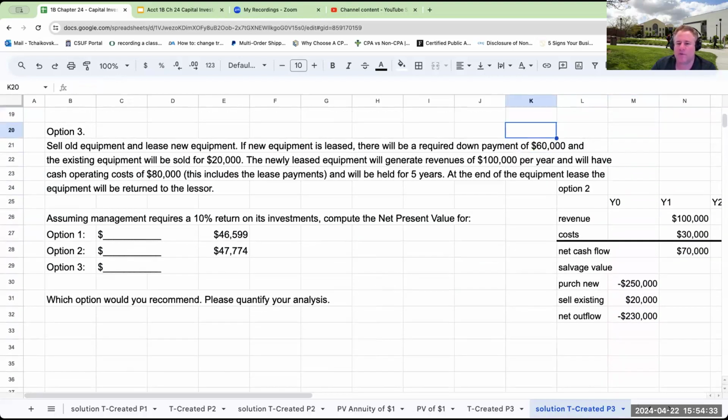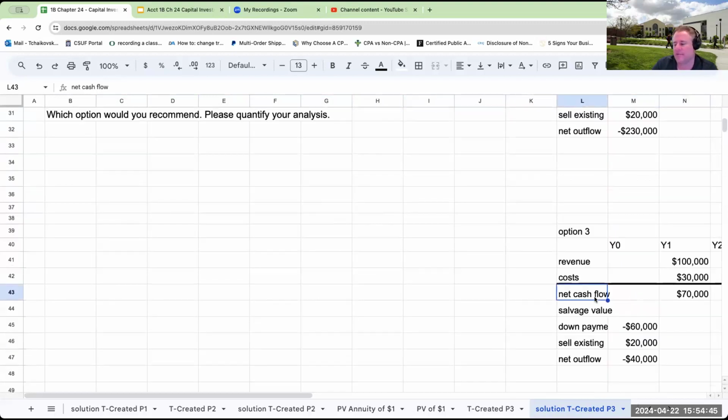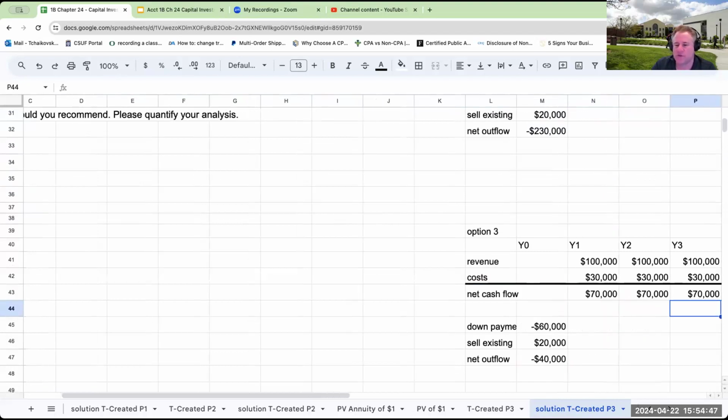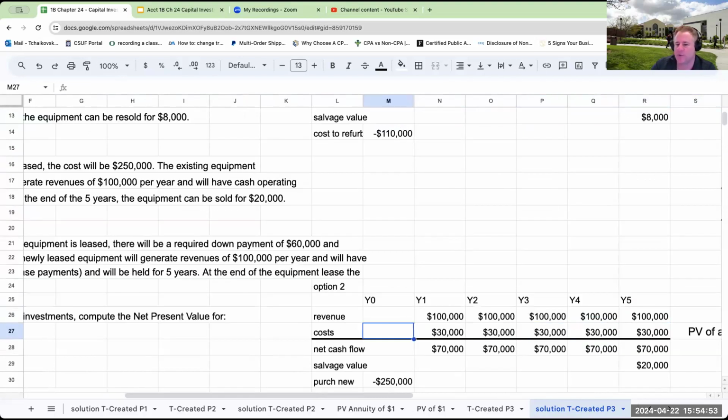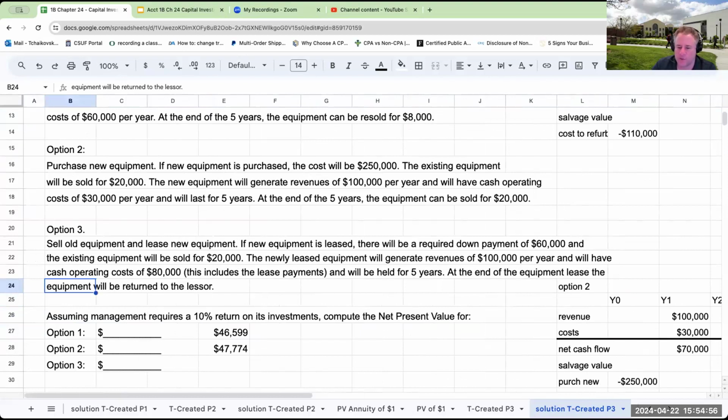My revenues are going to be the same. However, my cash operating costs are going to be $80,000, which includes the lease payment. Now, at the end of the equipment lease, the equipment will be returned to the lessor. So there's going to be no salvage value. This is going to be a big zero because if I'm leasing it, I don't own it. I'm going to give it back to the lessor at the end of the operating lease.